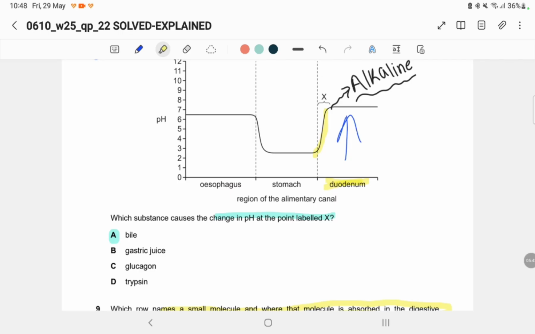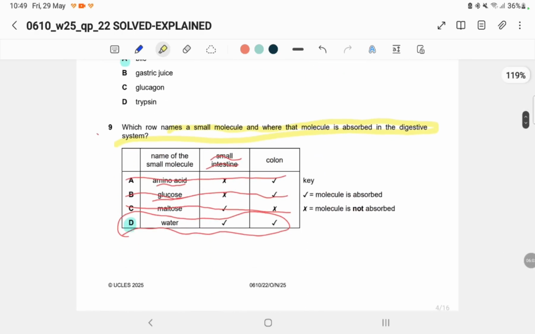And glucagon, it's a hormone which is released by the pancreas, which will never be alkaline at all. And trypsin, yes, it is an enzyme, but that enzyme does not cause the alkaline pH. It only works in the alkaline pH. Check out for this difference. It is really very critical.